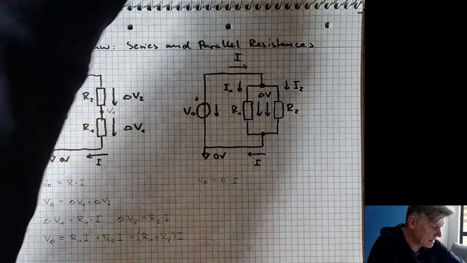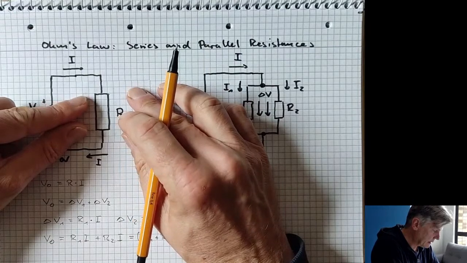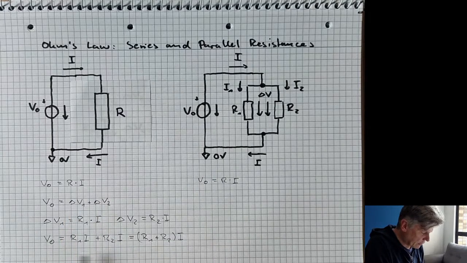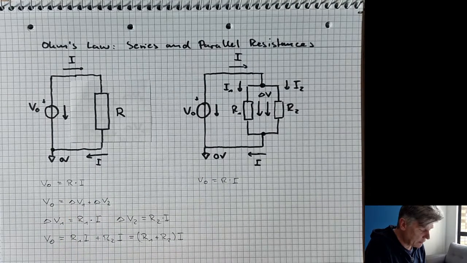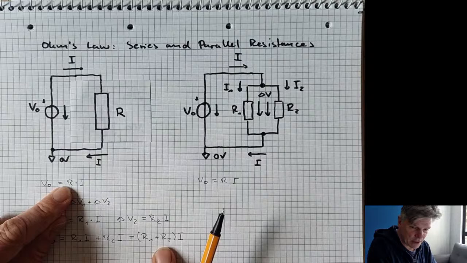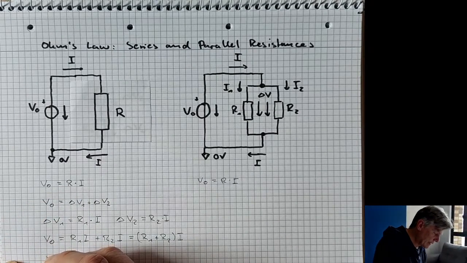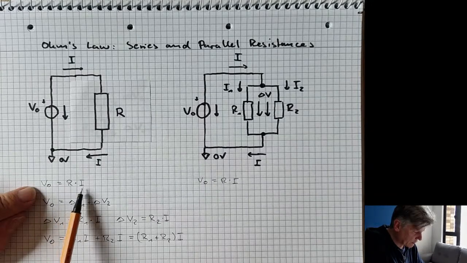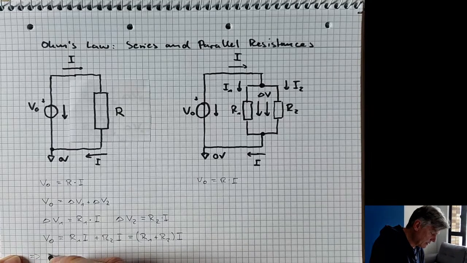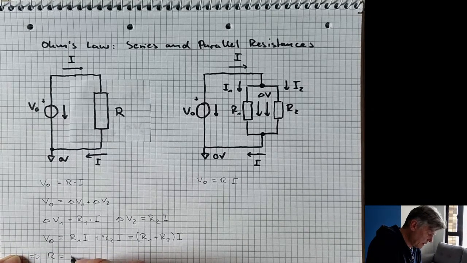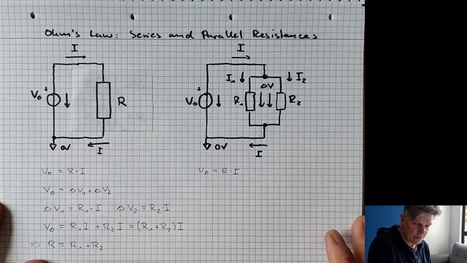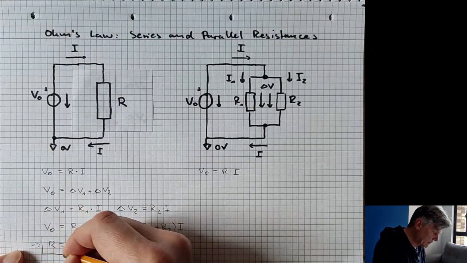If you look from outside, V0 is R times I. But V0 is also R1 plus R2 times I. Now if you compare the coefficients in front of the I, they have to be identical, which means that on one hand V0 is R times I, on the other hand V0 is R1 plus R2 times I. So in the end it follows that R has to be R1 plus R2. So this is the formula for the series resistance.